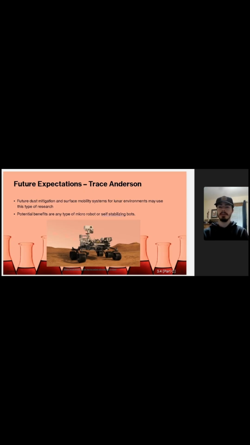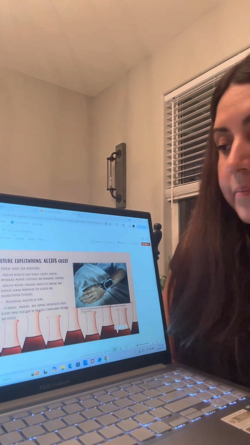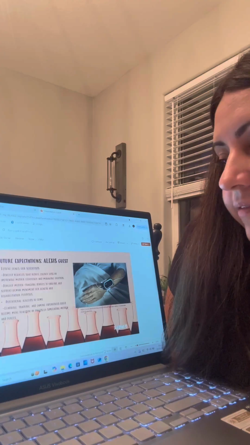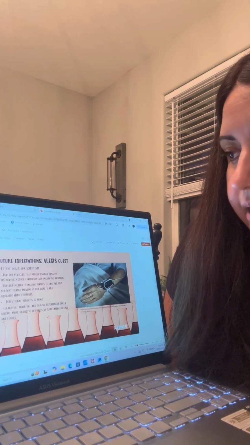Future expectations are dust mitigation and surface mobility systems for lunar environments. They might use this type of research to develop a robot that can go in Martian environments and stuff like that. Some other potential benefits are any type of micro robot or self-stabilizing system. Lastly, obviously, anything to do with healthcare would be a benefit.